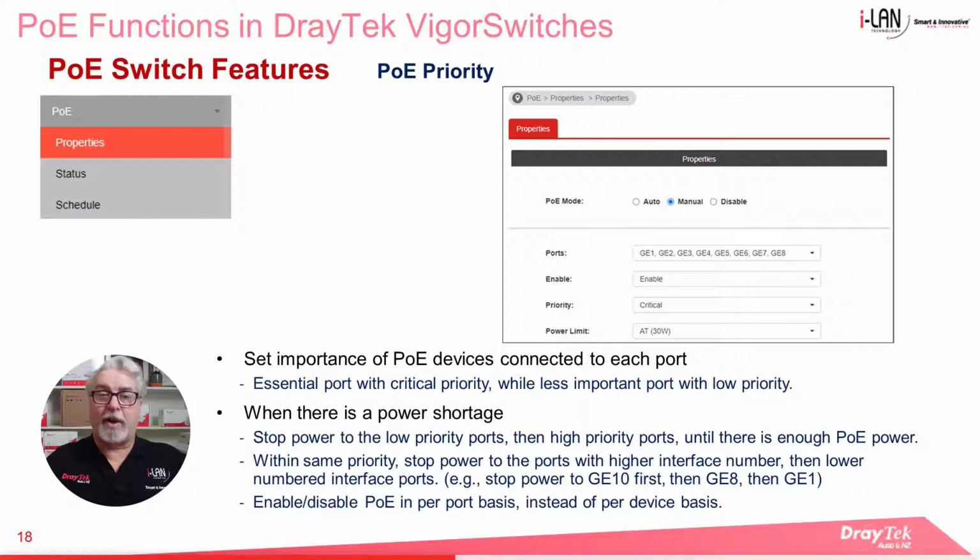If there are a number of low priority ports active, then the switch will shut down the highest interface numbered port first. For example, if we have ports 1, 8 and 10 set up for low priority, then port 10 will be shut down first, followed by port 8 and so on until there's sufficient power for the higher priority devices. We can also limit the power for the port, which can be either 15.4 watts or 30 watts. In the example shown here, we've set the power limit to 30 watts.